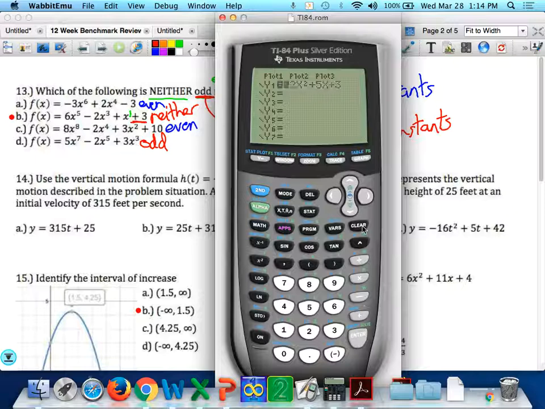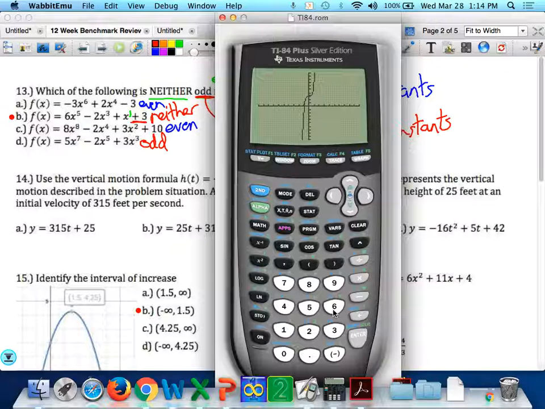Odd functions can twirl around on the origin and land back on themselves. If we look at this crazy function, 6x raised to the 5th power minus 2x raised to the 3rd power plus x plus 3, it's going to be a crazy function because we've got a lot of different moving pieces in there, but it'll look pretty typical of an odd function. It's kind of got that S shape.